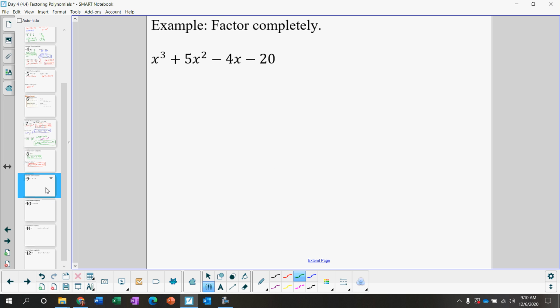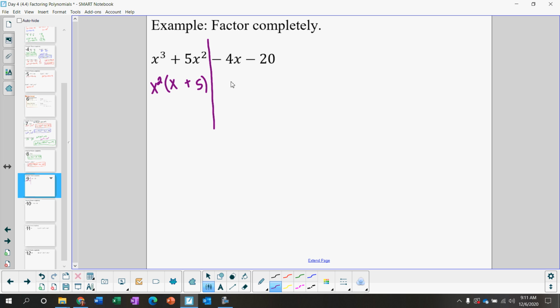All right, our next one has 4 terms to it. So whenever we have 4 terms, our first attempt should be to factor it by grouping. And it's called grouping because we're actually going to group it into 2 parts, the first 2 terms and the last 2 terms. For the first 2 terms, I have an x squared in them. So I'm going to factor out x squared, and I'm left then with x here plus 5.